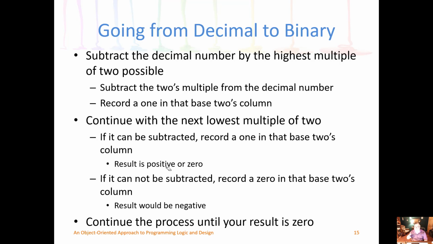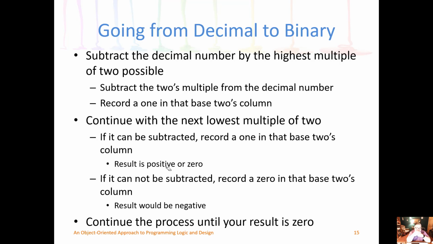So now, we talked about going from binary to decimal. Let's look at going from decimal to binary. Now, this is a little more complex. What we have to do is, first, subtract the highest multiple of 2 possible from the decimal number we have. So we subtract the 2's multiple from the decimal number, and we record a 1 in that base 2's column.